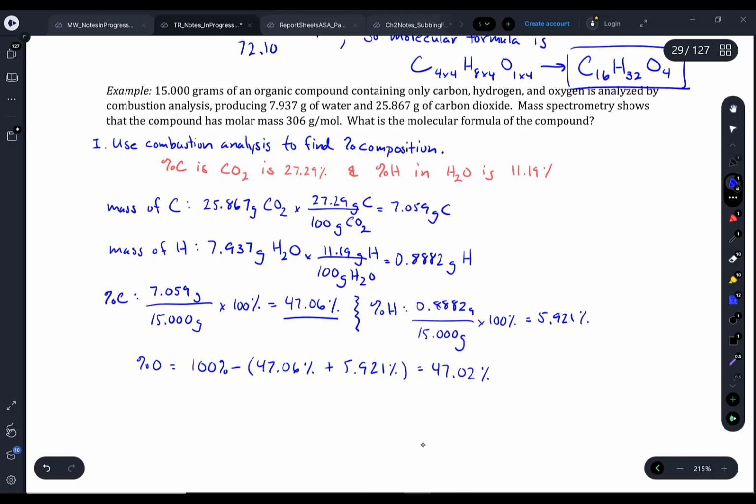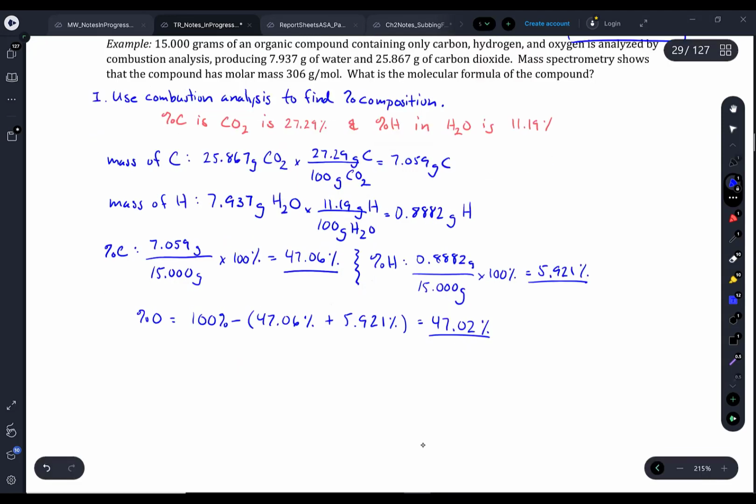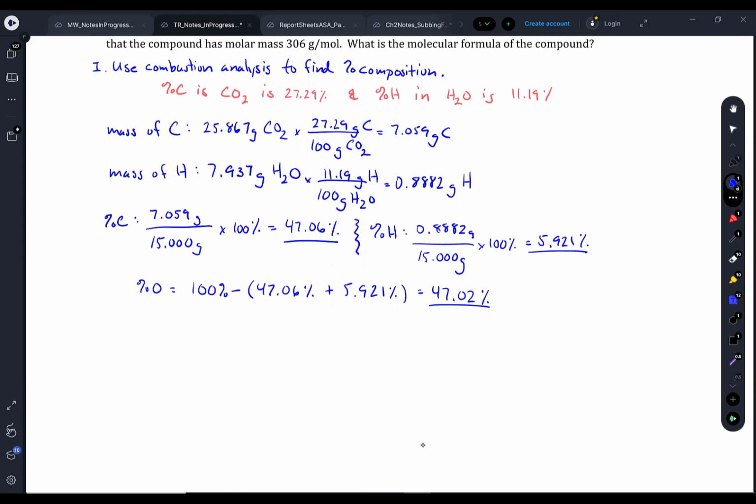Subtracting, that goes to the 0.06 hundredths. This goes to the thousandths. Good. So I now have my 3 percentages. So that was step 1. That's the new thing that we've learned how to do in this class so far. One of them. Step 2 is we want to find the empirical formula.